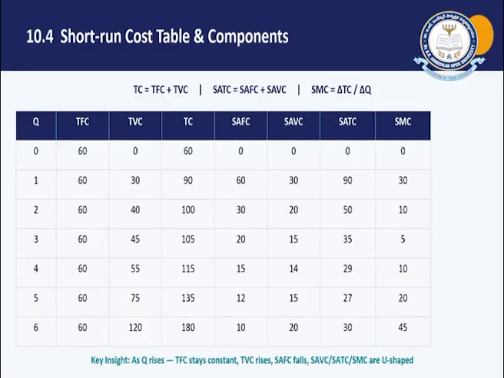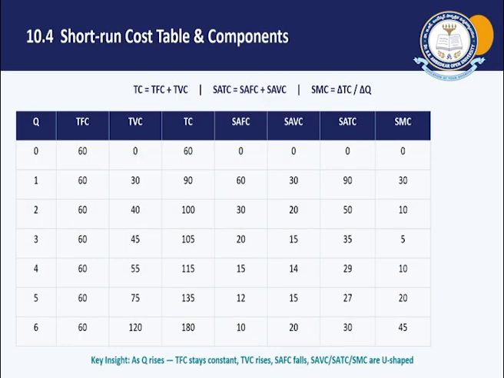So here, for the sake of an example, you can see Q, that is quantity, 0, 1 to 6, and TFC is constant at 60. Total variable cost is also given to you, that is 30, 40, 45, 55, 75 to 120. So here you need to calculate the total cost now.